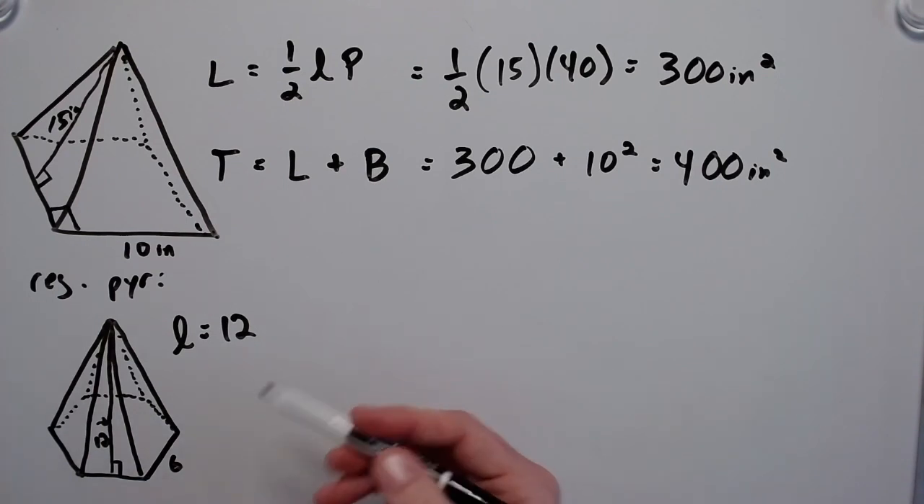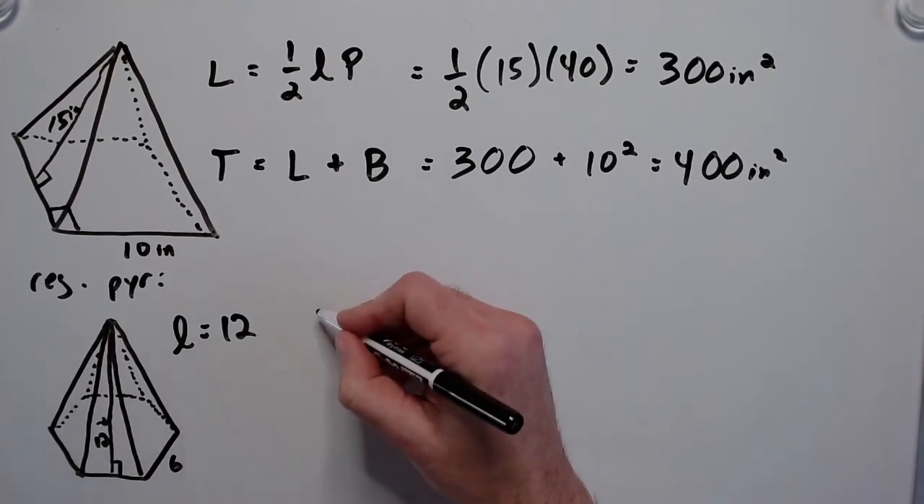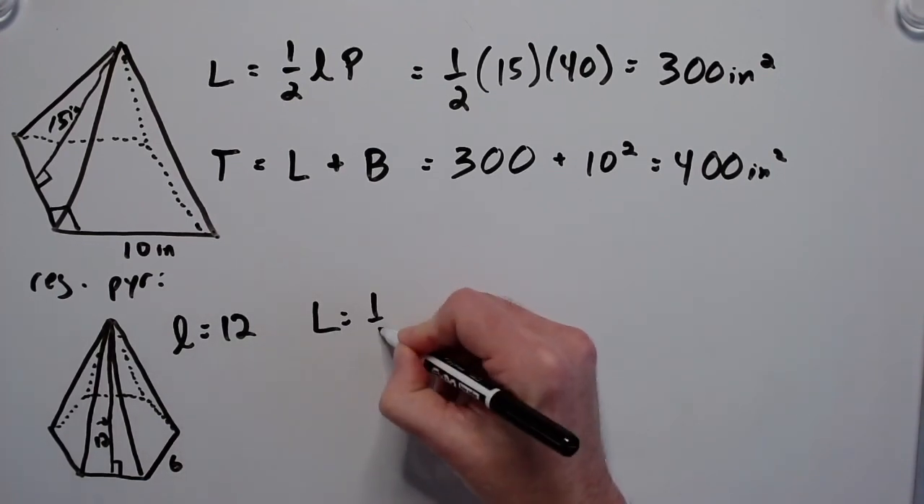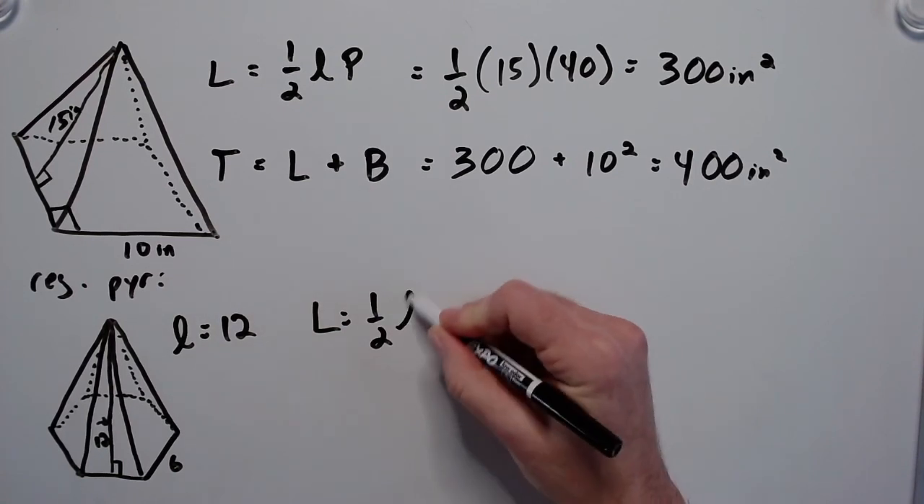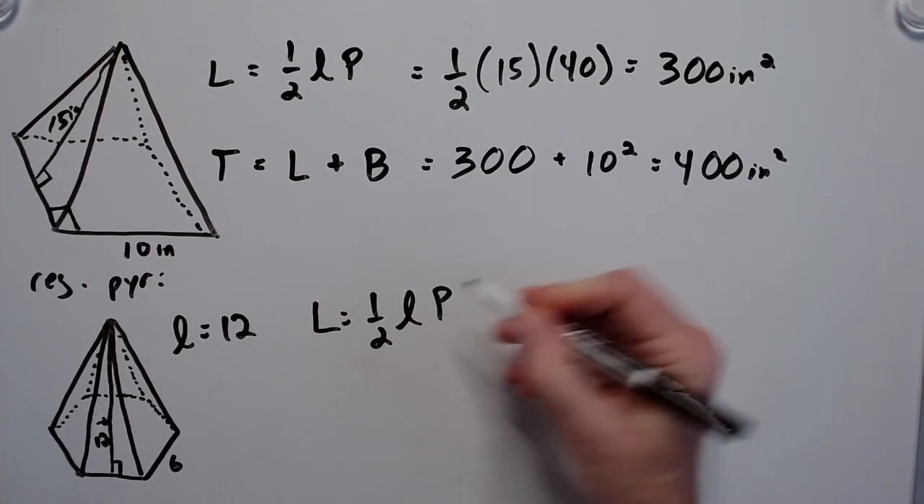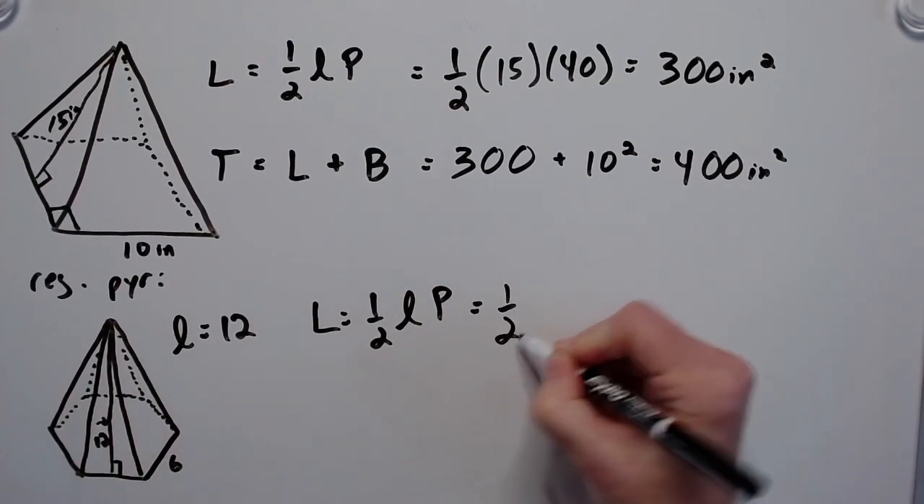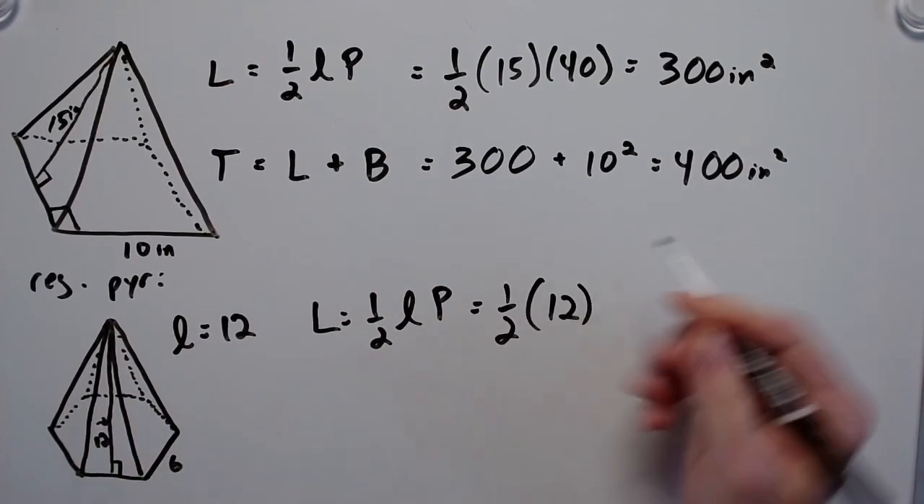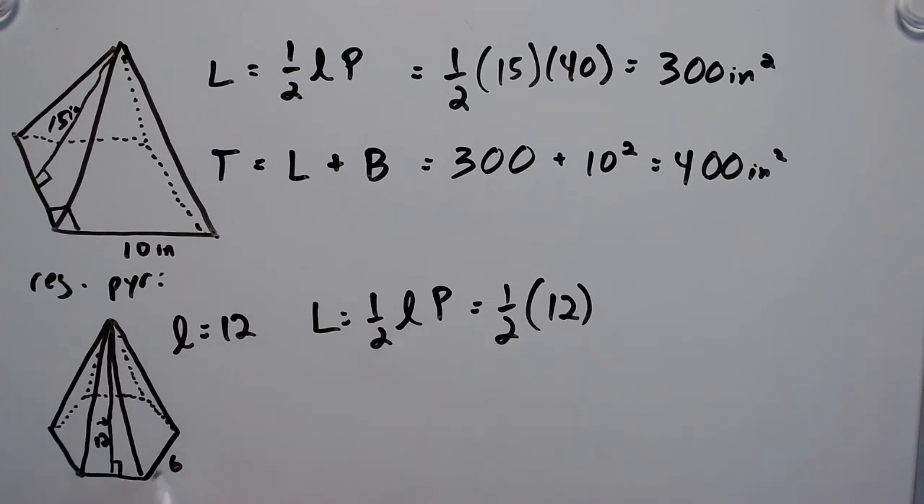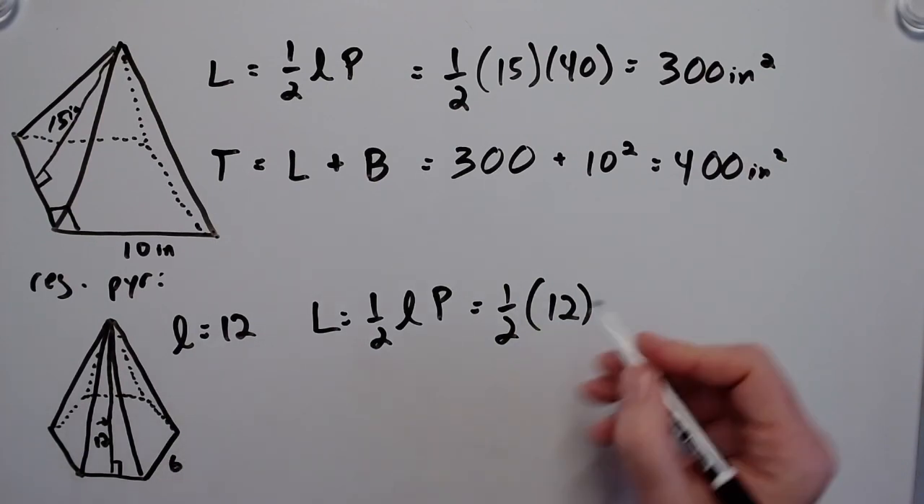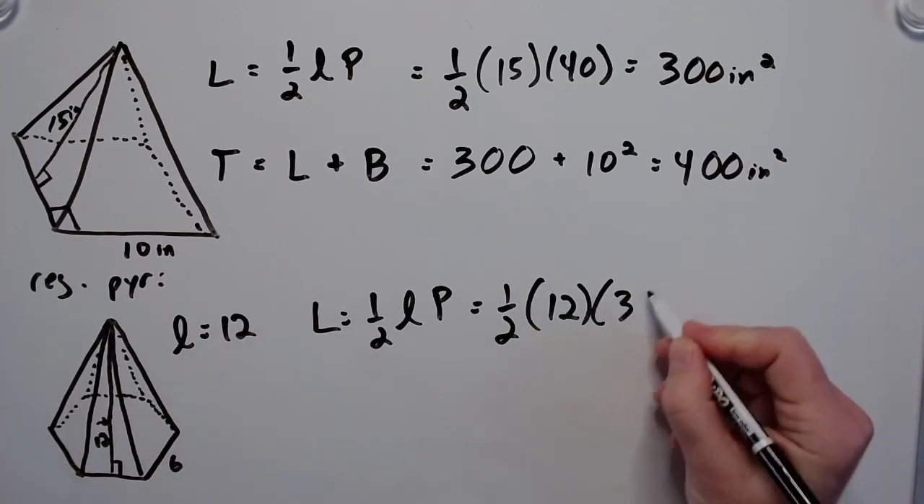So what is the lateral area? Well, we know that is 1/2 the slant height times the perimeter. Well, slant height we've been given, that's 12. But what's the perimeter? We have a regular hexagon with side 6. So 6 sides, each 6 long. The perimeter would be 36.